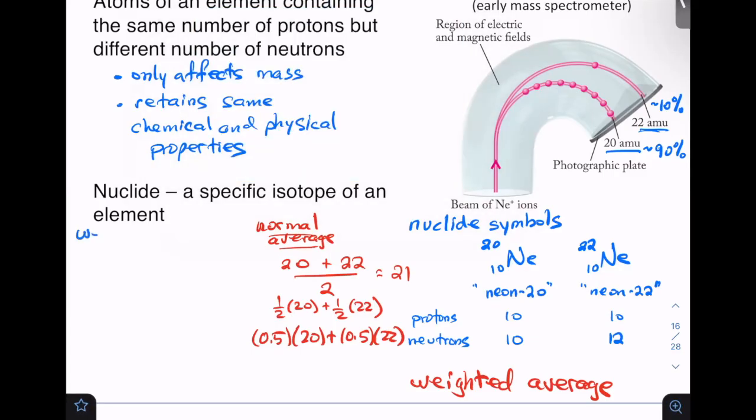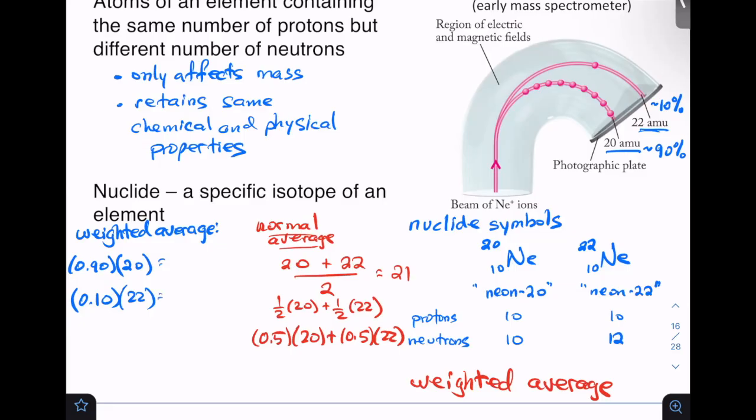The weighted average, the math is just the same. We're just going to take the decimal fraction of the amount of neon-20. So that's going to be 0.9, right? 0.90 multiplied by whatever the atomic mass is. Sorry, whatever the mass number is. For neon-20, that'll be 20 AMU. And then we're going to add that to the fraction that's neon-22 and multiply that by the mass, 22. And then add them up.